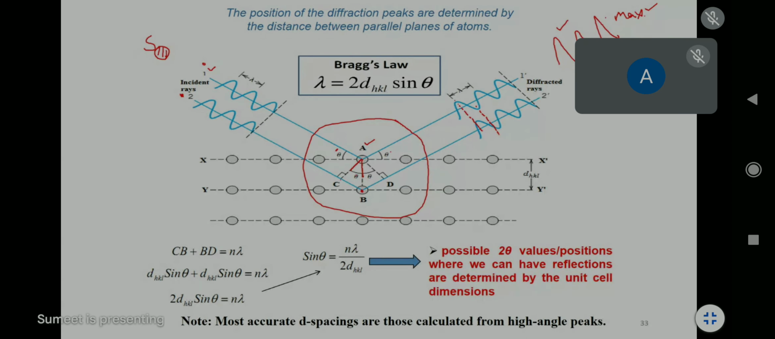Now this is the path difference, C, B, D. If you measure the length of these lines, you can see that incident ray 2 has to travel a larger distance in comparison to incident ray 1. And how much extra distance does incident ray 2 have to travel? It has to travel a distance of CBD.